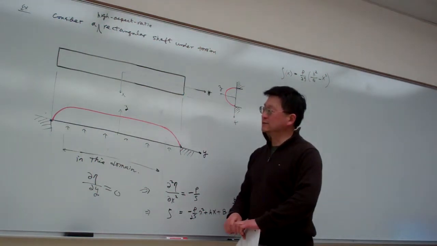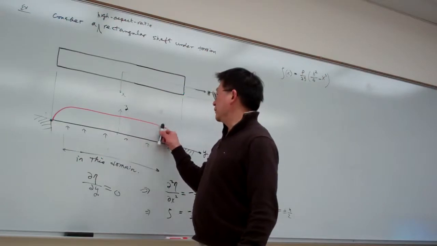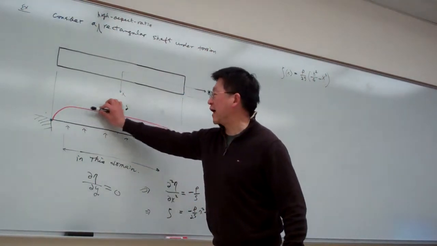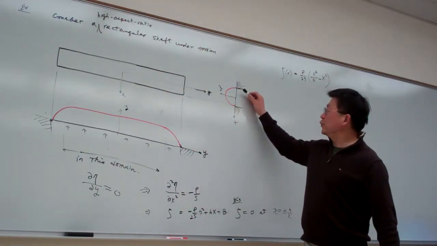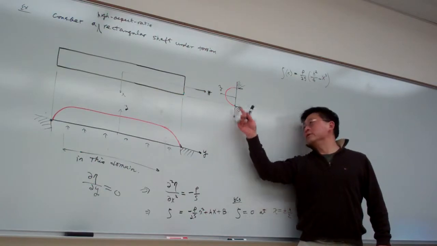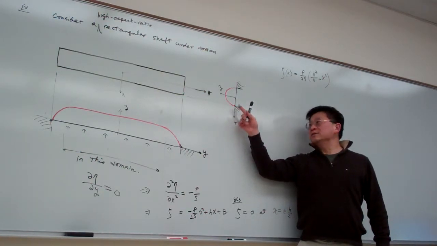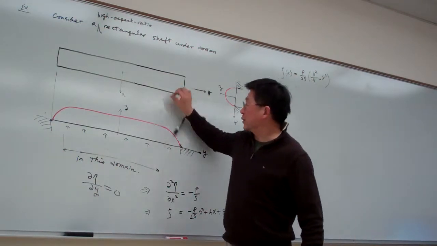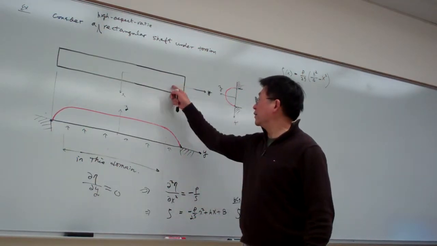So at least in this domain, from this viewpoint it is flat. From this viewpoint it is something like this one. So if you look from this view, its profile is like this. But this point, the peak point, is pretty much uniform from here to here.